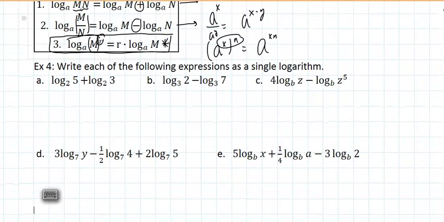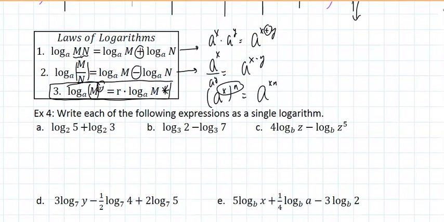The catch to go from right to left and left to right is that there has to be a 1 for me to combine 2 logs. So I see there's a 1 there and a 1 there. I'm in good shape. 2 logs with a plus in between. If I want to go back, I could write that as a single log base 2 of 5 times 3. So that would be the log base 2 of 15.